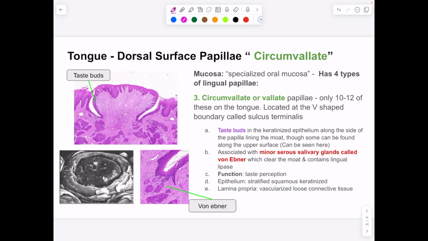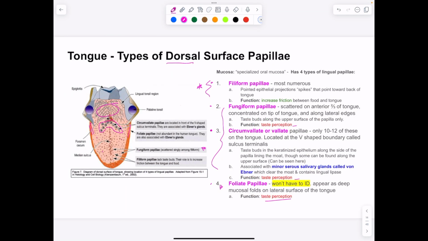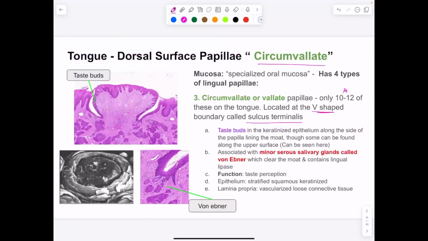Okay, so filiform, and fungiform looks like a mushroom with little projections upwards, as it has these taste buds embedded on the top surface. All right, then we have our circumvallate papillae, and there's not very many of these, only 10 to 12 along the V boundary called the sulcus terminalis. So these are the circumvallate papillae. They're associated with a gland called von Ebner's gland, and we'll talk about that in a second. But these 10 to 12 total in the tongue, they're on that V-shape boundary, and they have keratinized epithelium, which you can see right here, keratinized squamous.